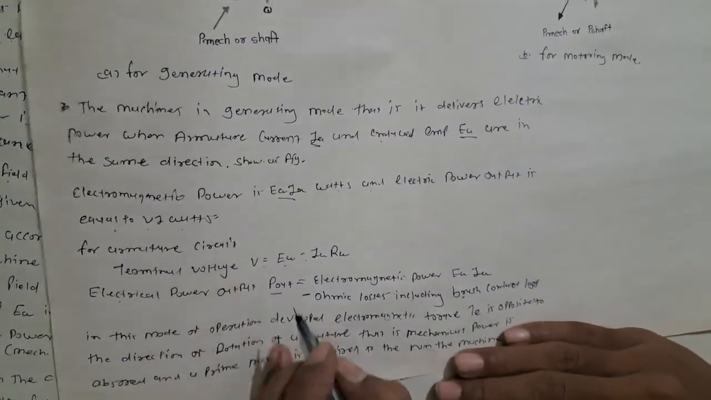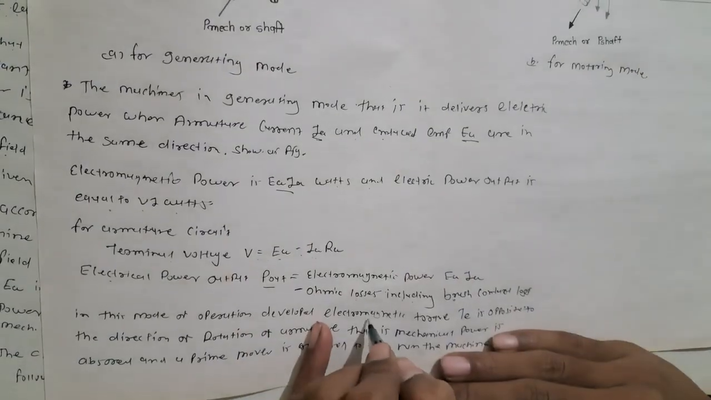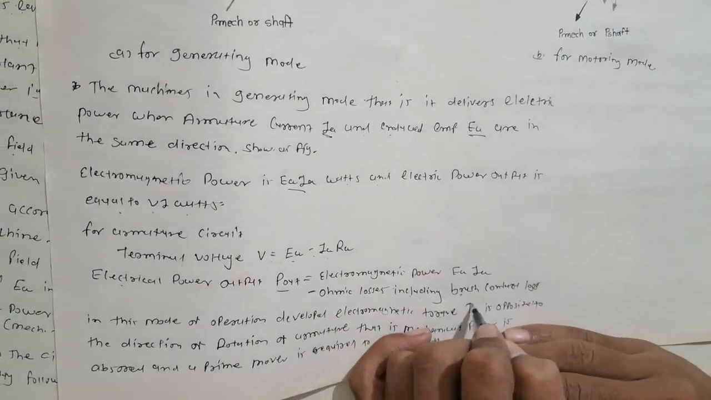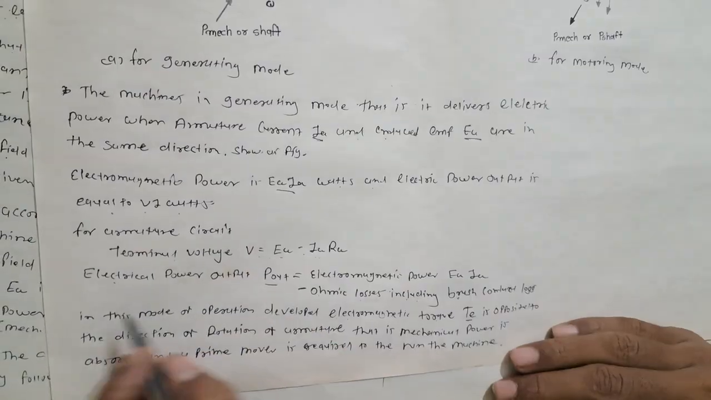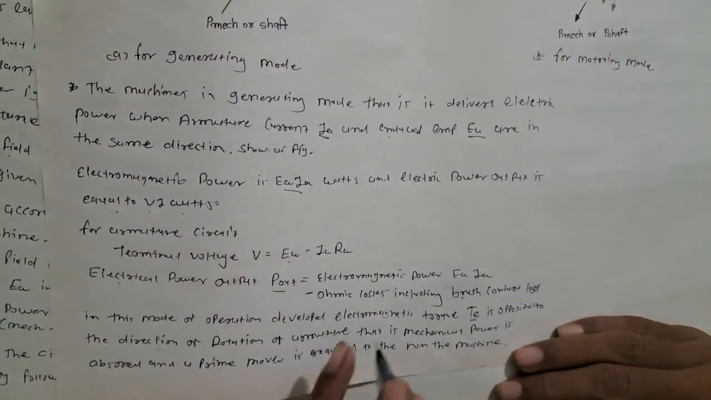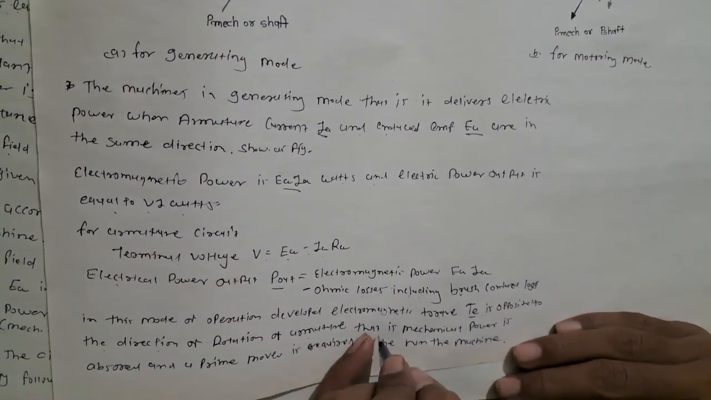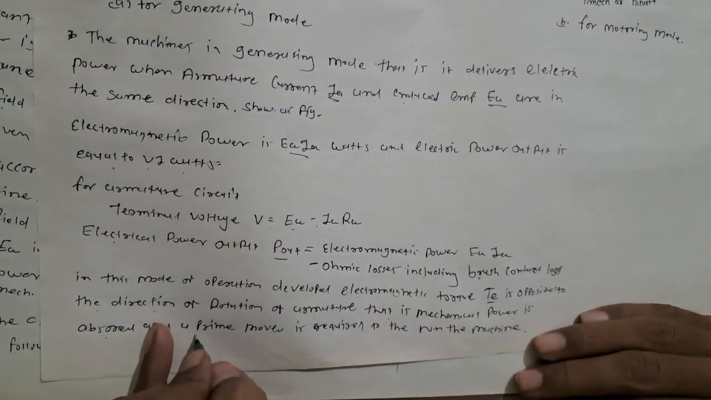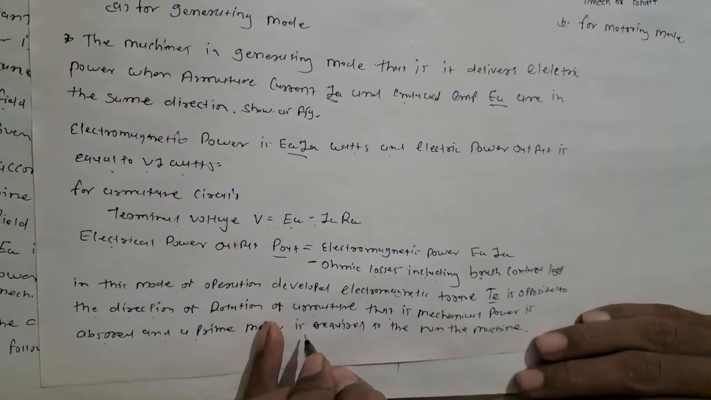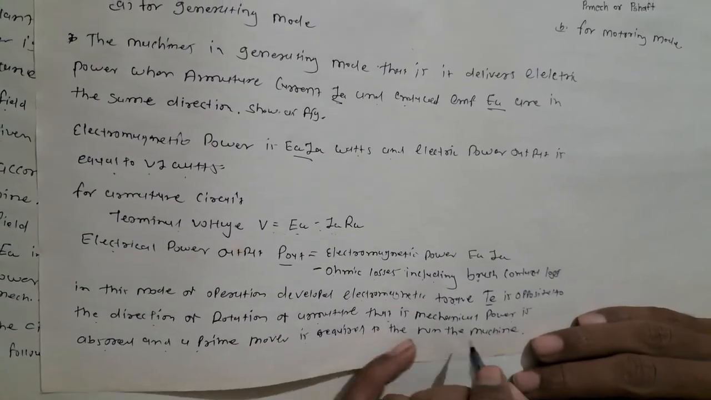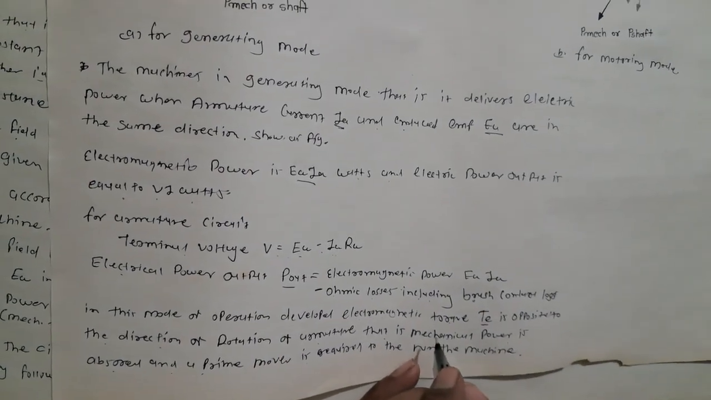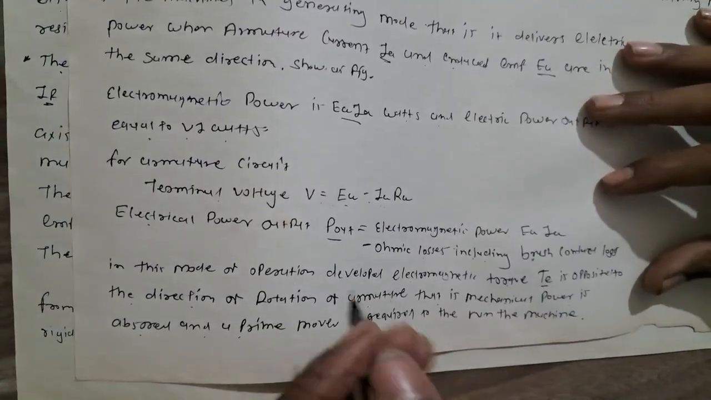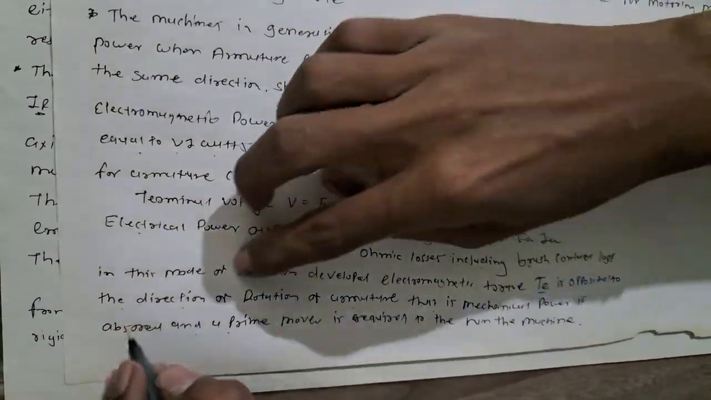In this mode of operation, the developed electromagnetic torque TE is opposite to the direction of rotation of the armature. That is, mechanical power is absorbed and a prime mover is required to run the machine. Okay.